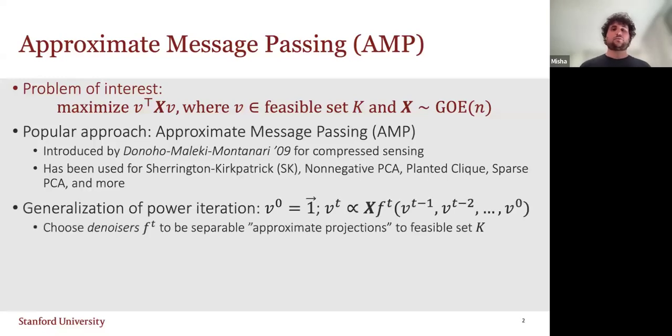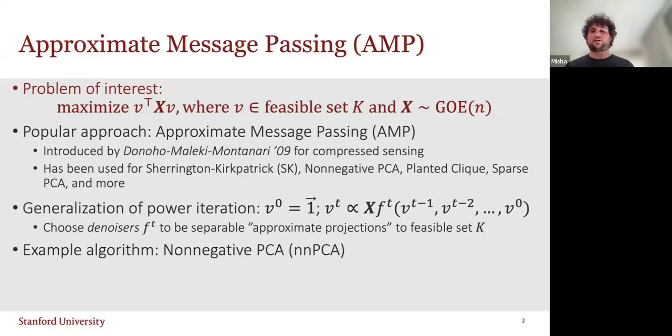At a high level, what is approximate message passing? Well, it's a generalization of power iteration. Whereas in power iteration, we just multiply by the matrix every single time, here we are doing some extra steps every time. In other words, we are approximately projecting to our feasible set K every time. We're kind of iterating between projecting and multiplication steps.